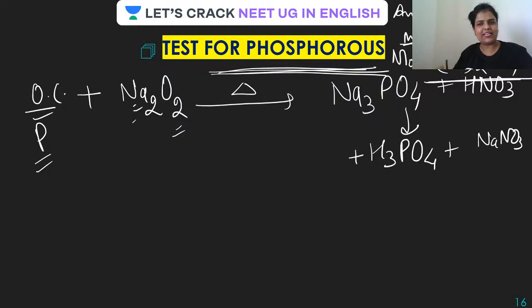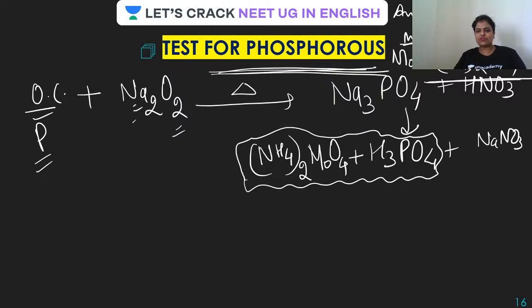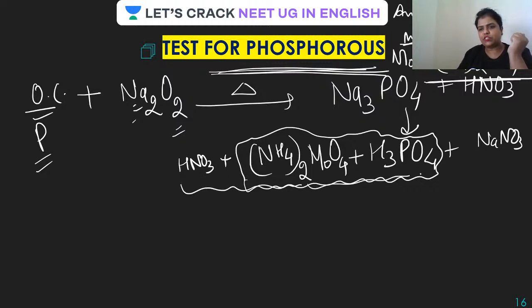Very easy, isn't it, guys? So add here ammonium molybdate. Did you remember the formula? Good. Now all your eyes on the screen, guys. You have added this. Then acidify further, or HNO3 is already there. So all these three together react and will give you a yellow precipitate of ammonium phosphomolybdate.